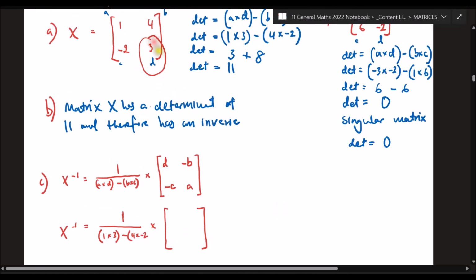So see how D was 3 and A was 1. They get swapped. So 3 now goes up here, and the number 1 goes on the bottom right. Now 4 was originally a positive, but because we're giving it a negative, it becomes a -4. And C is a -2, so if you give it a negative, it becomes a +2.